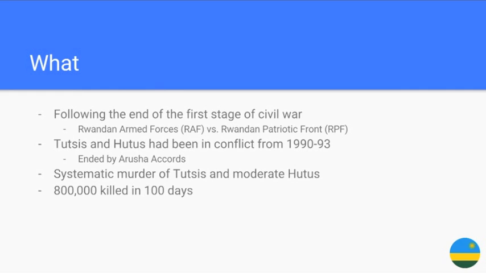Following this, there were a series of events that led to a genocide in 1994, which was really just the systematic murder of Tutsis and of moderate Hutus. 800,000 people were killed in 100 days. This included women and children. Not that their lives are any more important than men's, but they did not discriminate, is what I'm trying to say.